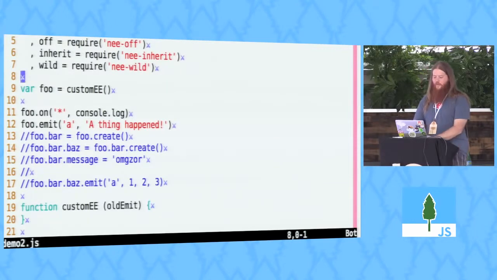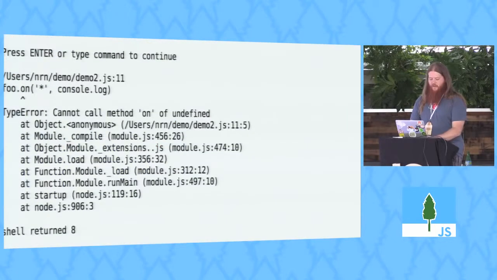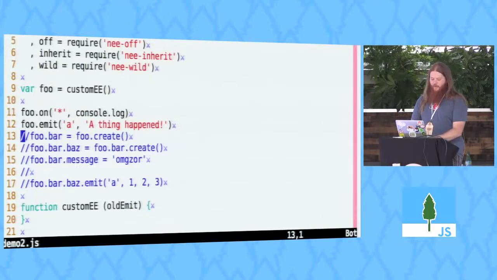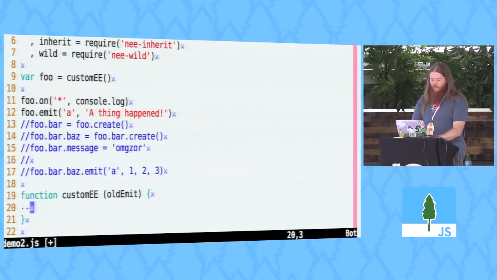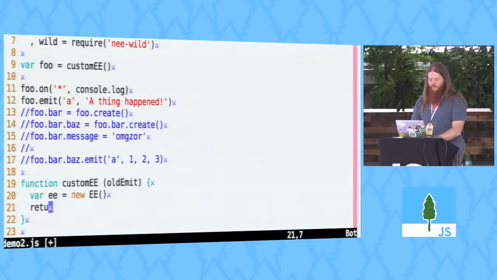So we're going to do the same thing where we've got this example code. We've created an event emitter using the custom EE method. We listen for star events, and we're going to try to emit something on A and just say a thing happened. When we run it, it fails horribly because we haven't implemented anything yet. To create a normal Node event emitter, we say var ee equals new EE, and then return that event emitter out of our create function.